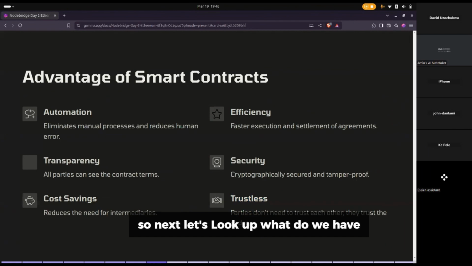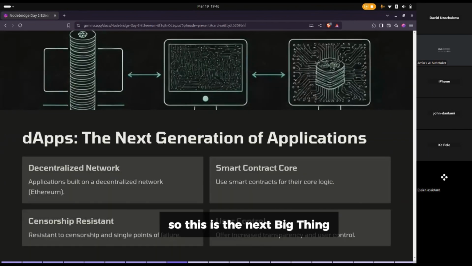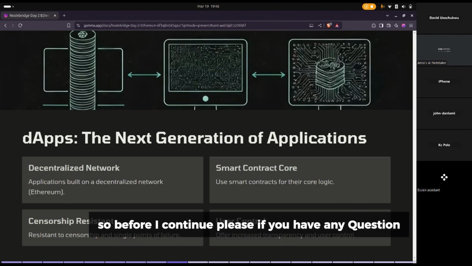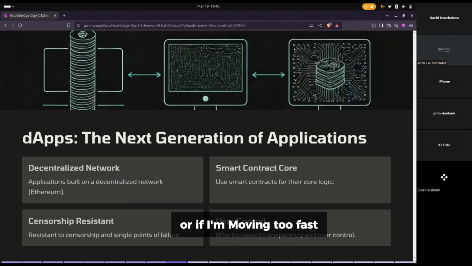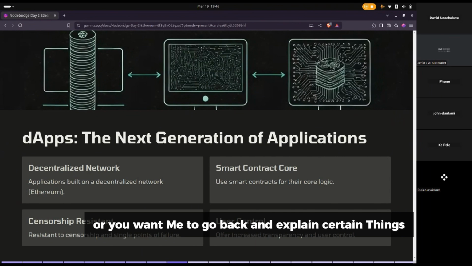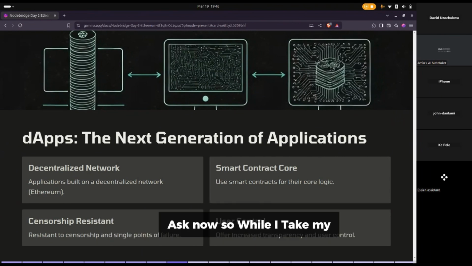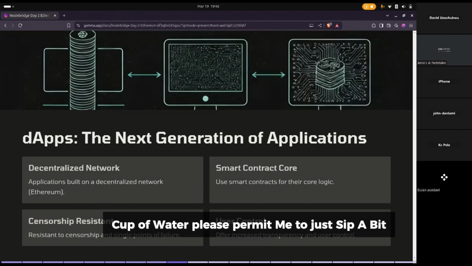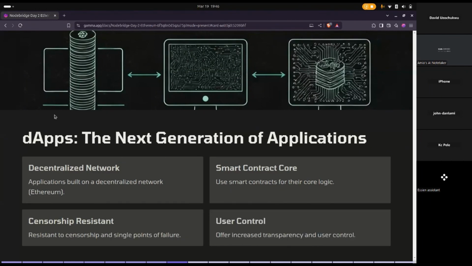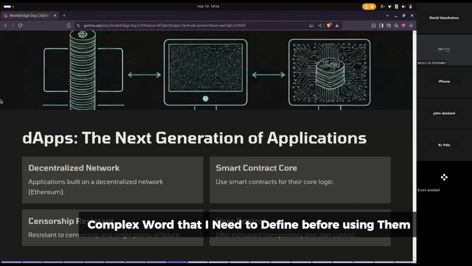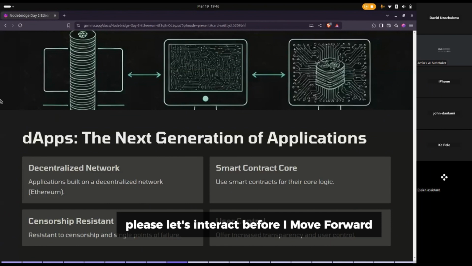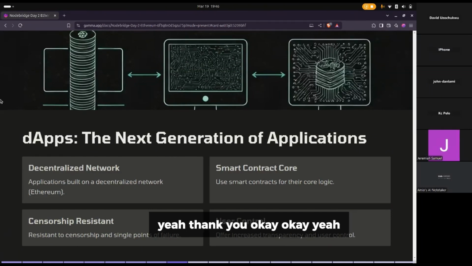So next, let's look at what we have. This is the next big thing on the slide. Before I continue, if you have any question, or if I'm moving too fast, or you want me to go back and explain certain things, please feel free to ask now. While I take my cup of water, please permit me to sip a bit. Yeah, I'm back. Do we have any question? Are we following? Am I using too many words? Am I using complex words that I need to define before using them? Please, let's interact before I move forward. Yeah, thank you. Okay.